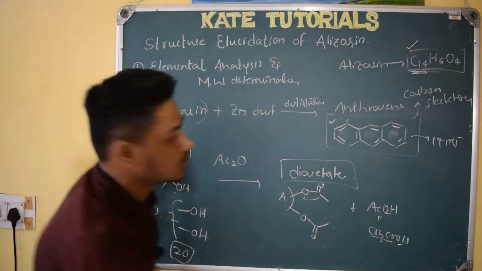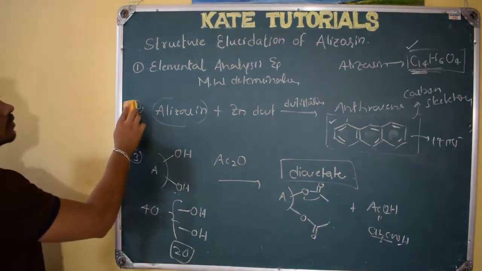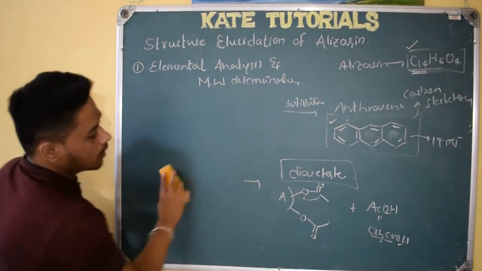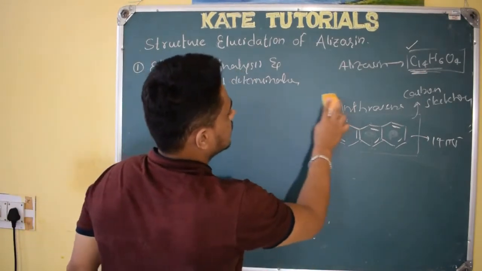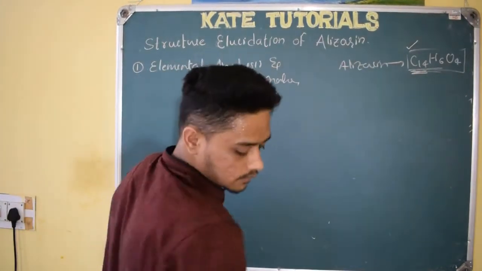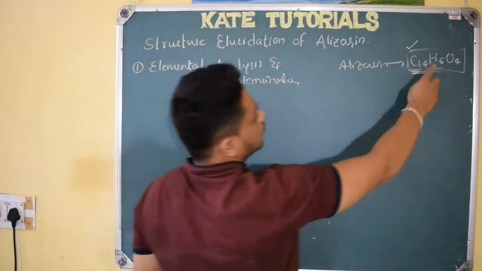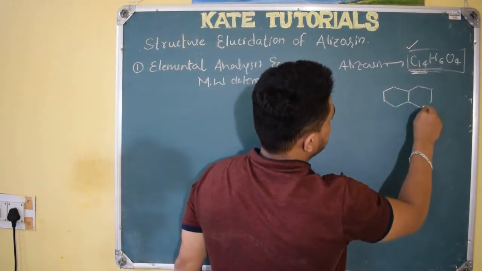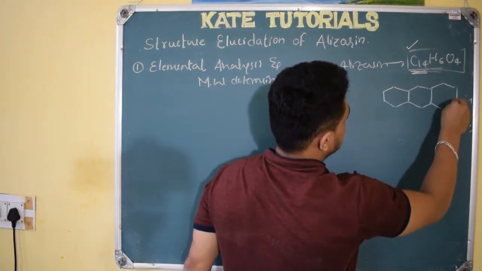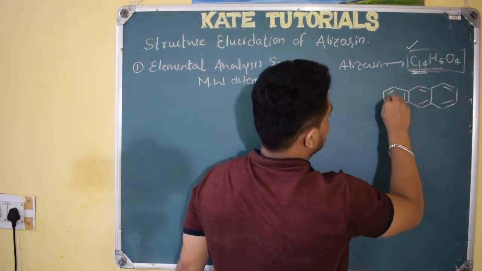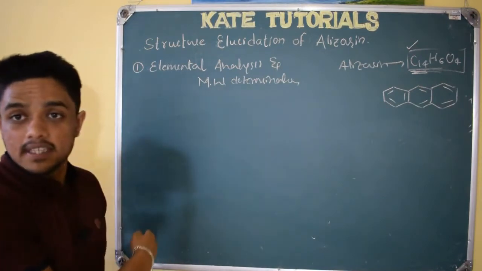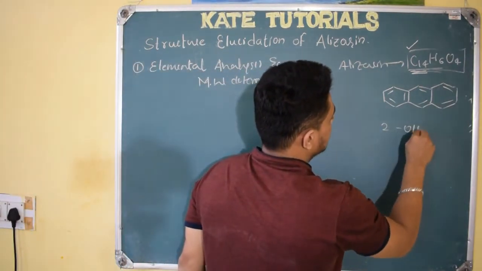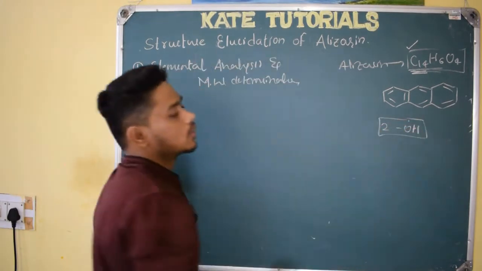Let me rub all the things and I will tell what you have to remember to get the structure. I hope you got this. Till this you got it, right? So what all the things did we get? First we got the molecular formula. Then from the zinc distillation, we got the anthracene skeleton, right? So alizarin has an anthracene skeleton. From acetic anhydride, I got 2 OH. The alizarin has 2 OH.